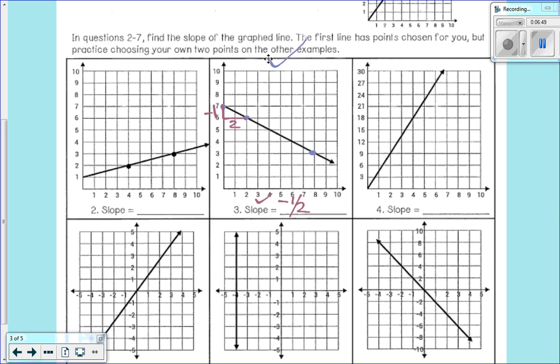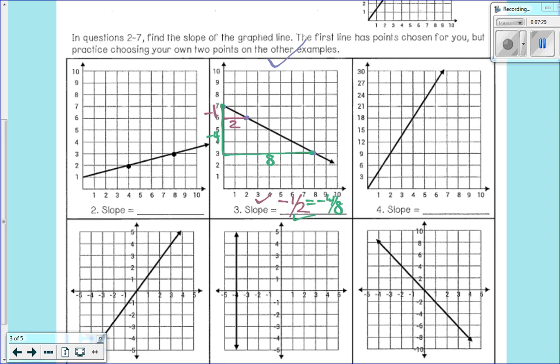If someone else chose this point and this point, you're going to draw the right triangle. We're going to go down 1, 2, 3, 4 units, and we're going to run 1, 2, 3, 4, 5, 6, 7, 8 units in a positive direction. So that's -4 over 8, your rise over your run. In this case, we do need to simplify, and it does simplify to -1/2. So you can see, you can choose any 2 points, you should still end up with the same slope.